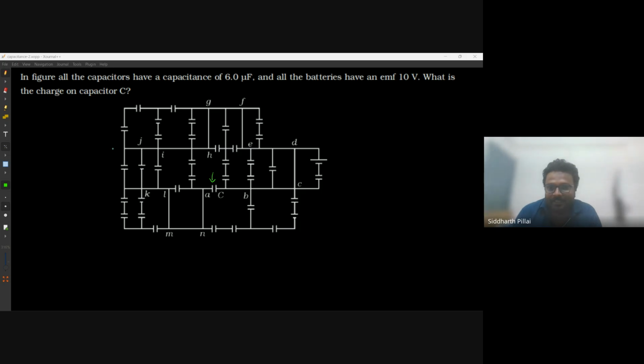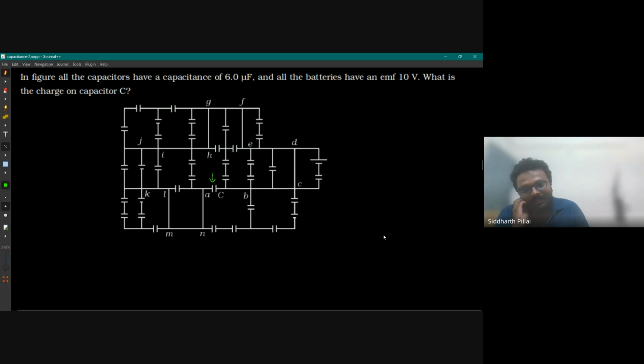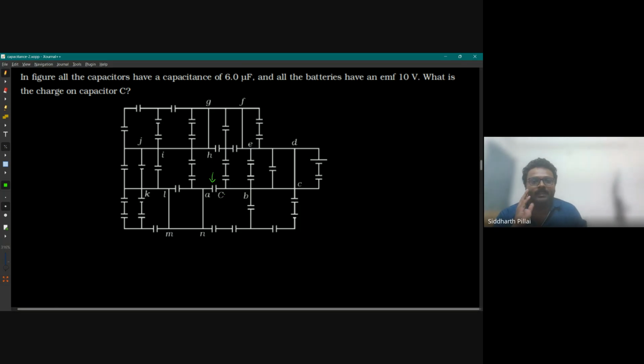Okay, finally we have an answer. Yes, 60 is the correct answer. So this looks like a complicated circuit, but there are clues, like I said, hidden in the problem. It's not hidden, it's staring you in the face. Let's follow this ABCD and see where it is leading us.